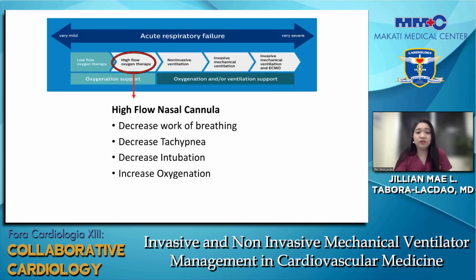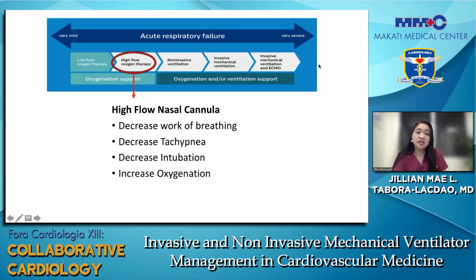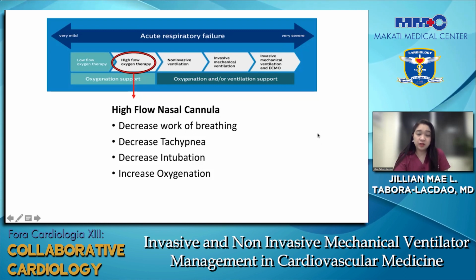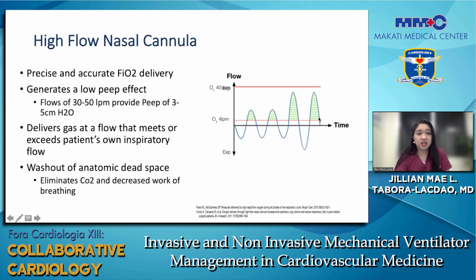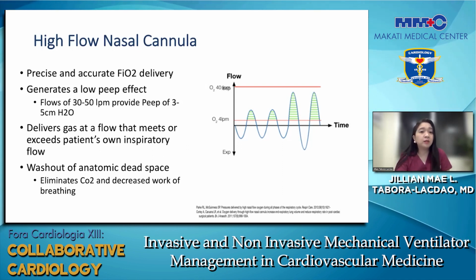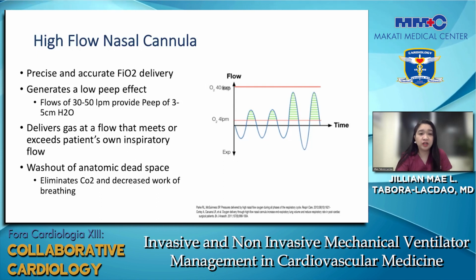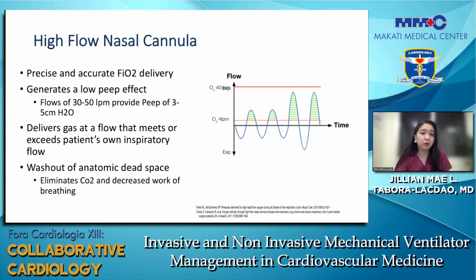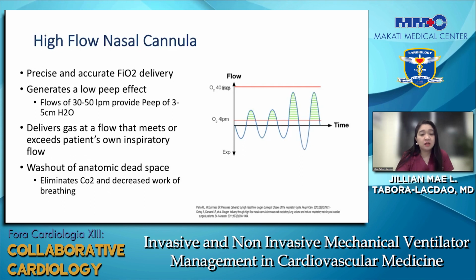So now we go to the high flow nasal cannula. The high flow nasal cannula decreases the work of breathing, tachypnea, decreases the rates of intubation, and increases oxygenation. It provides precise and accurate FiO2 delivery and generates a low PEEP effect. Flows of 30 to 50 LPM provide a PEEP of 3 to 5 centimeters of water. It delivers gas at a flow that meets or exceeds the patient's own inspiratory flow, and it is able to wash out anatomic dead space, meaning it eliminates CO2 and decreases the work of breathing.